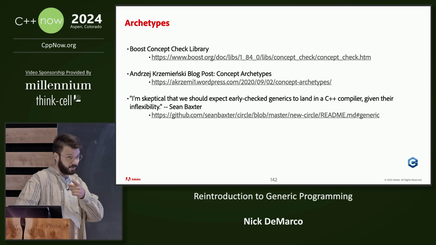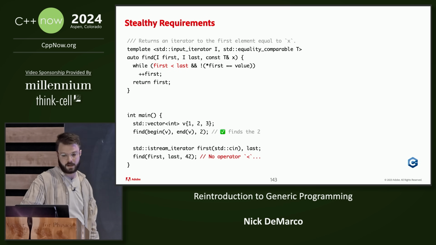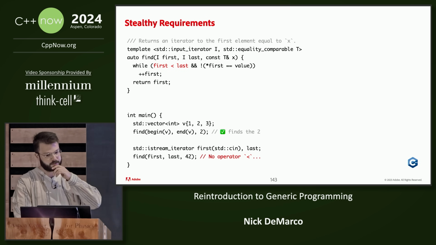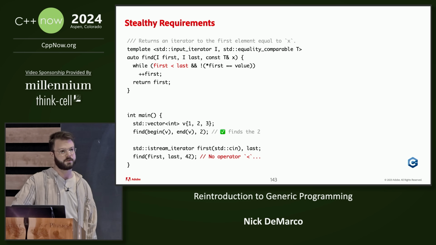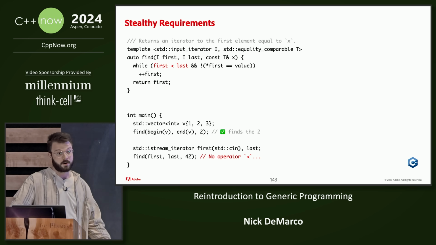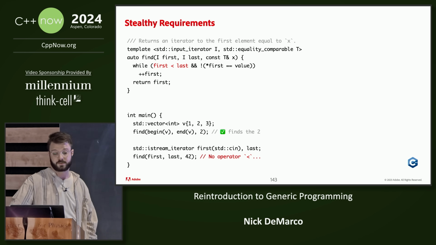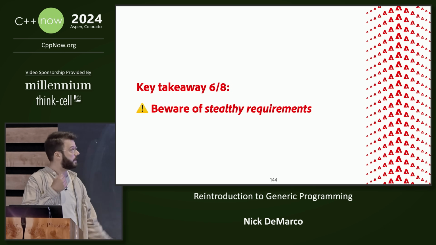All right, I'm getting a time check here, and I've got a ways to go. So anyway, be on the lookout for stealthy requirements. As you start defining concepts in your code base, just focus on this during code reviews. Really double check, triple check, because it's an annoying bug to run into when it happens. But for now, I can't advise using archetypes. I think it's just too complicated to advise in the general case. So just check in code reviews. Be careful for the time being, anyway. Okay, key takeaway 6 of 8.